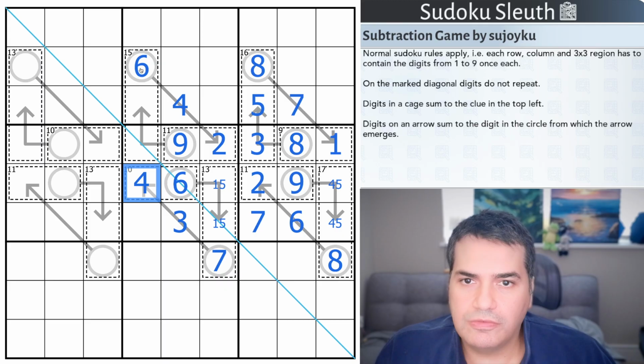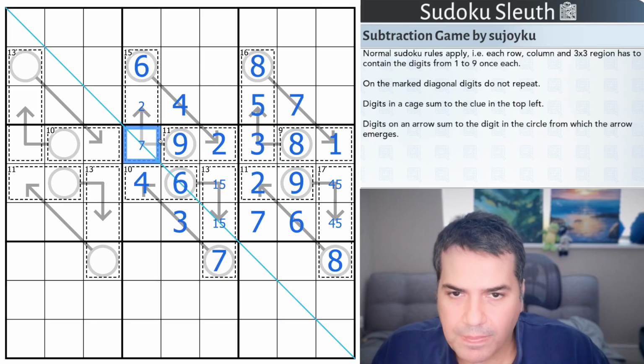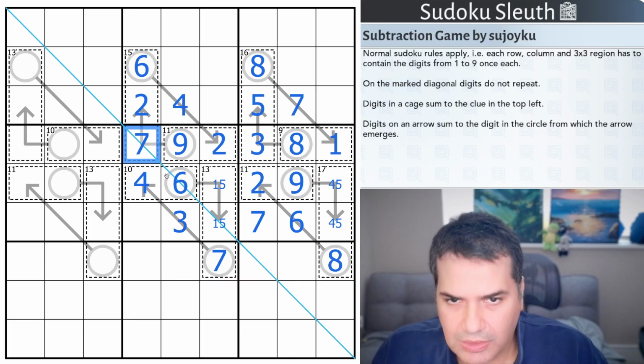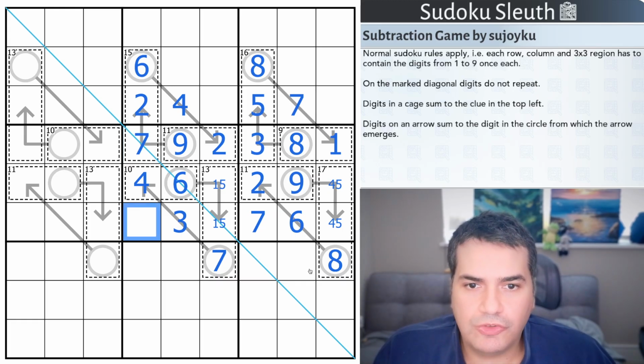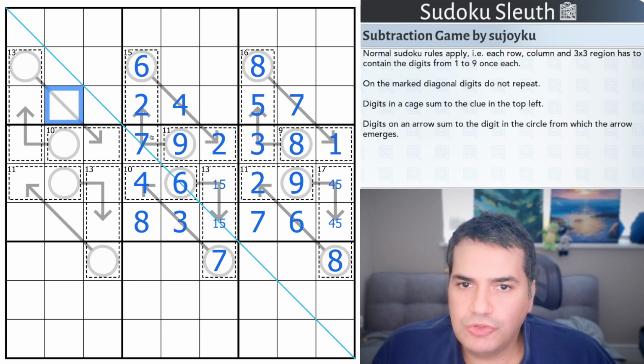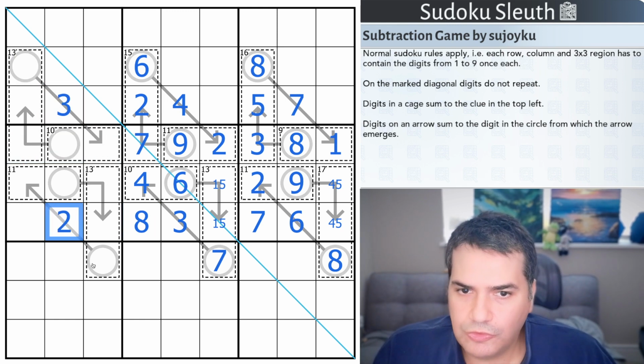Not 4, 5. Not 3, 6. 2, 7 works. 1, 8 doesn't. So this is fixed. That's 2. That's 7. And this cell is known. It's just an 8. May as well use that logic that took me ages to find. That's 3. That's 2.